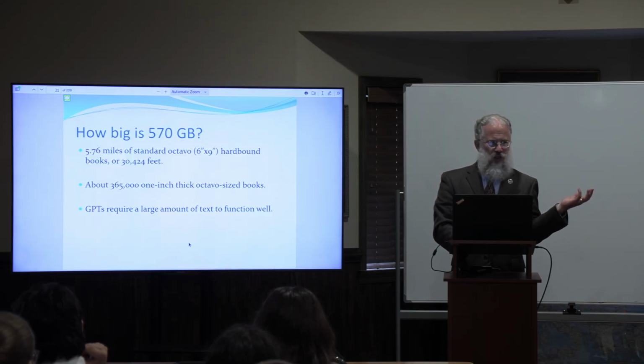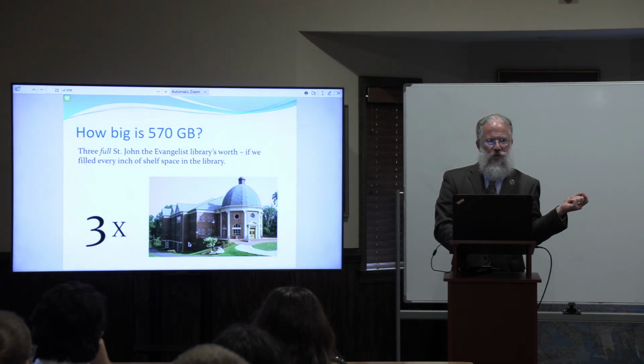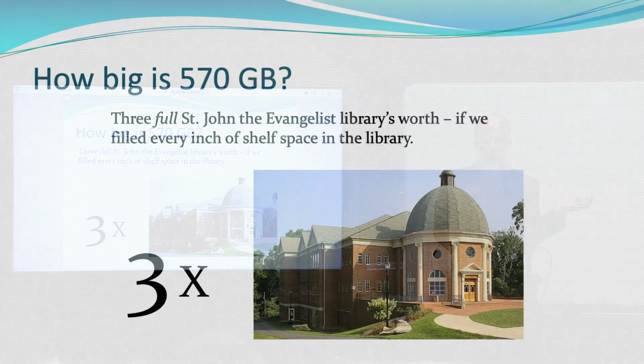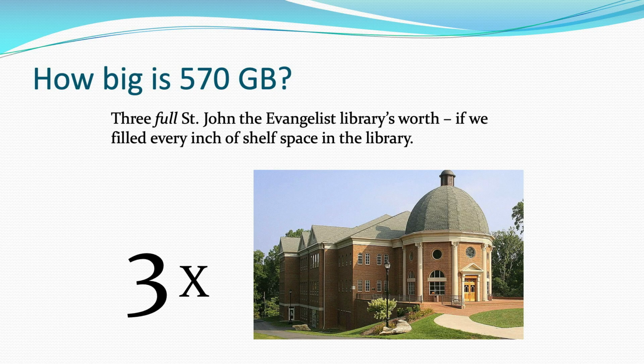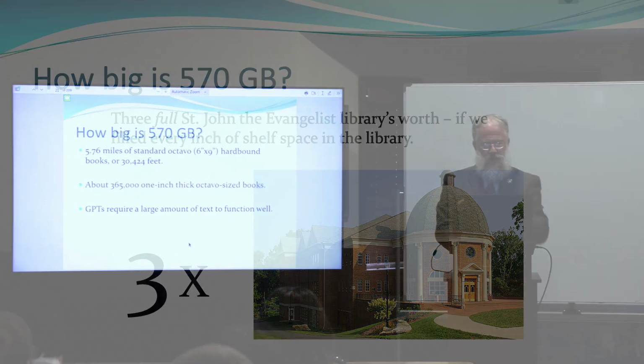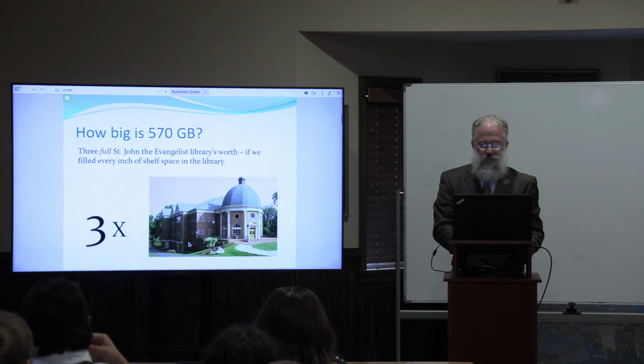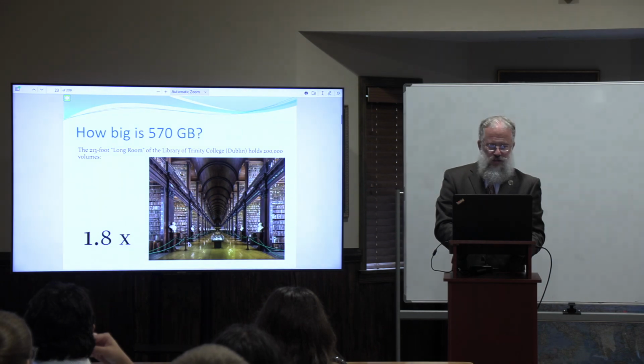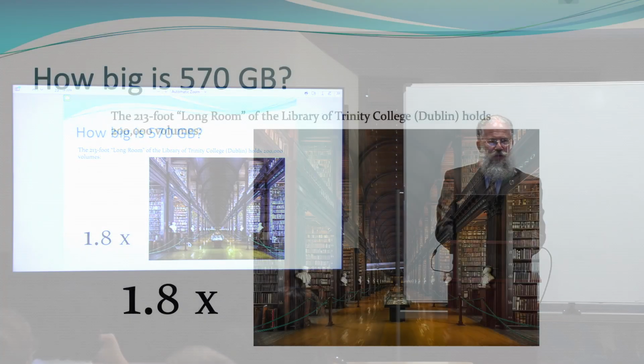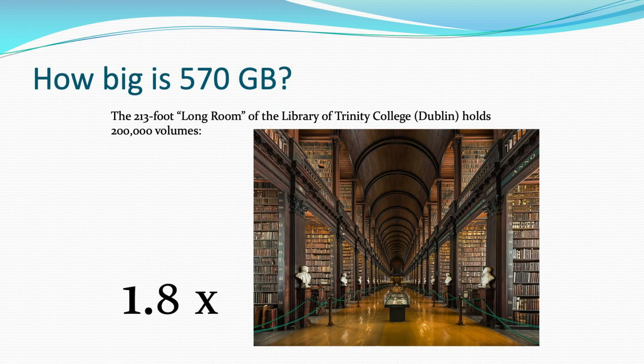So GPTs in general require a huge amount of text to function well. If you need a visual for that, if we filled every last shelf in the St. John Evangelist Library with books, you'd need 3 of those to get 365,000 volumes. Or if you'd like a different visual, here's the 213-foot long room of Trinity College, Dublin.